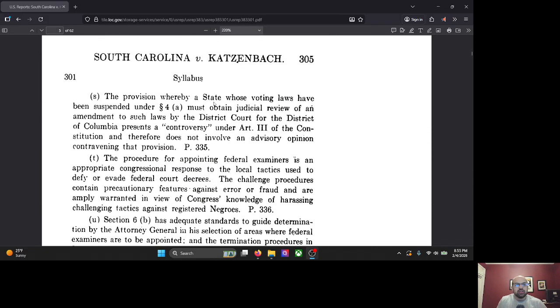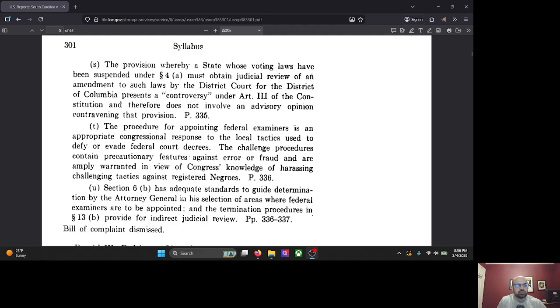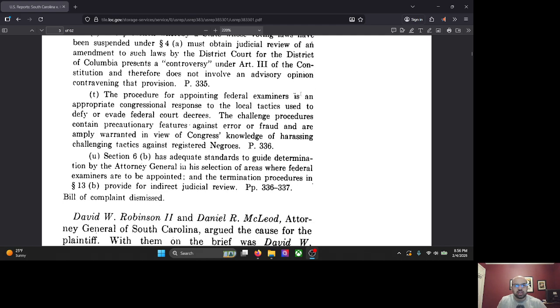The provision whereby a state whose voting laws have been suspended under subsection 4A must obtain judicial review of an amendment to such laws by the District Court of the District of Columbia presents a controversy under Article 3 of the Constitution and therefore does not involve an advisory opinion contravening that provision. The procedure for appointing federal examiners is an appropriate congressional response to the local tactics used to defy or evade federal court decrees. The challenge procedures contain precautionary features against error or fraud and are amply warranted in view of Congress's knowledge of harassing, challenging tactics against registered African Americans.